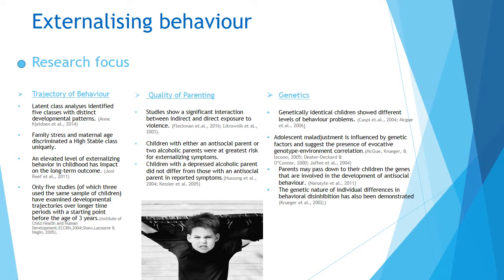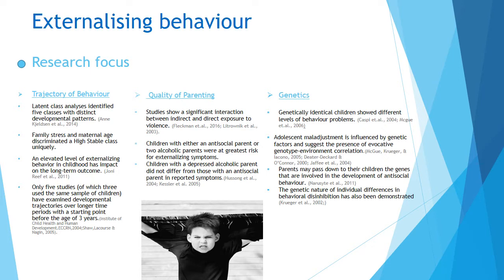Moving on to the research focus, first we have trajectory of behavior, where research shows that latent class analysis identified 5 classes with distinct developmental patterns. Anne Kjellson in 2009 conducted a study which aimed to examine the long-term prediction of well-being from trajectories of externalized behavior problems. The study had a total of 921 children, and the findings show that a high stable trajectory of externalized behavior from infancy to mid-adolescence predicted lower scores on life satisfaction for both boys and girls, and it also predicted higher levels of depression and aggression in boys and anxiety in girls.